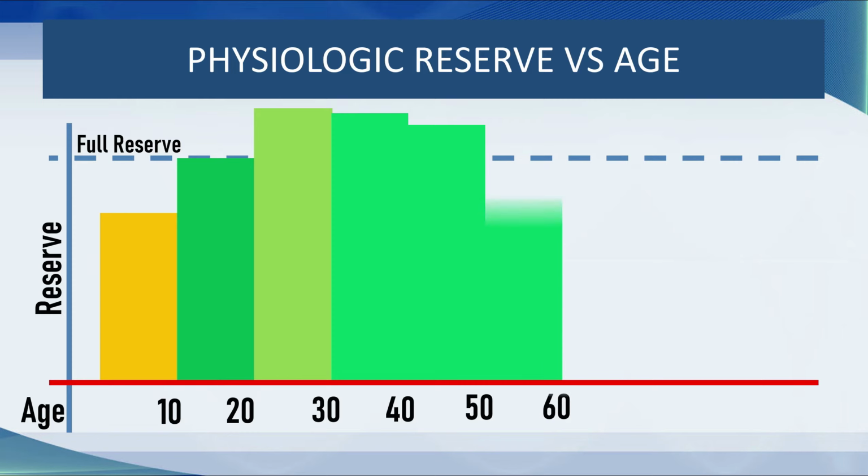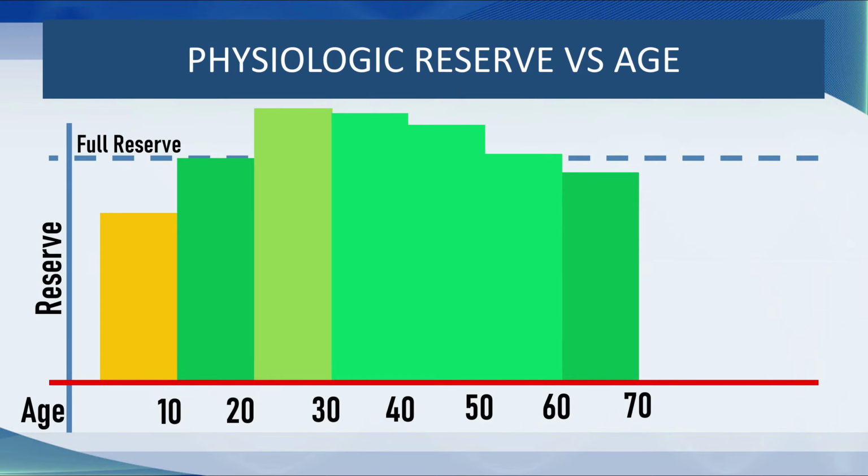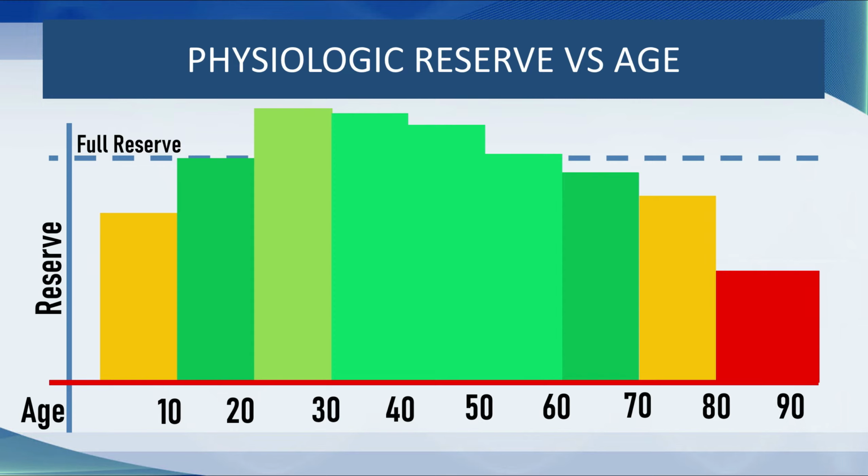And really up till about the age of 60, for the majority of healthy people, they have full physiologic reserve. And then it starts to diminish with age, such that by the time one gets to one's 70s, that reserve has fallen quite considerably. And then, of course, after 80, it's very marginal.